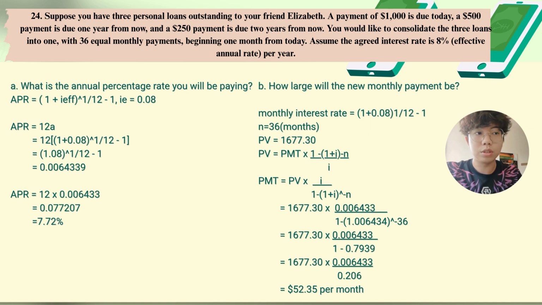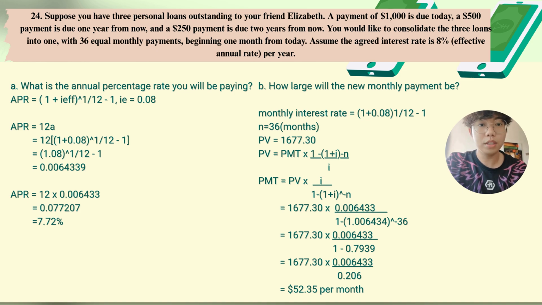You would like to consolidate the 3 loans into one with 36 equal monthly payments beginning 1 month from today. Assume the agreed interest rate is 8%. A. What is the annual percentage rate you would be paid? B. How large will the new monthly payment be?